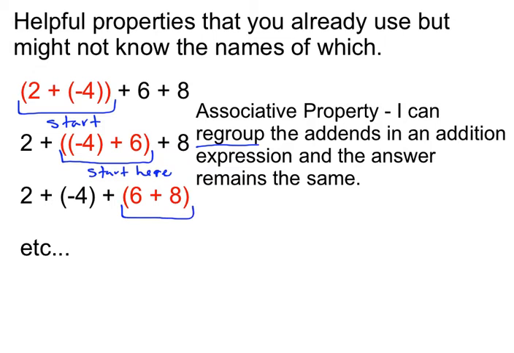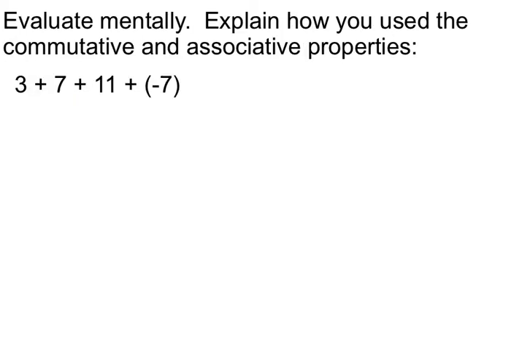The commutative property allows you to reorder things. So the associative property and the commutative property together allow you to do things in pretty much any order you want if it's all addition. And that's the type of problems we're looking at here. So when we're evaluating mentally, we can use the commutative and associative properties to save us some time.